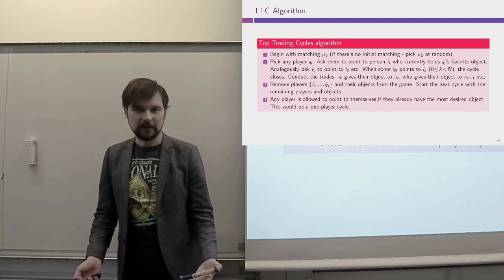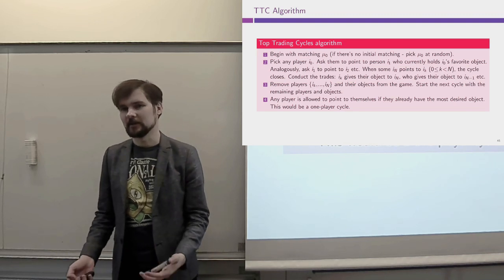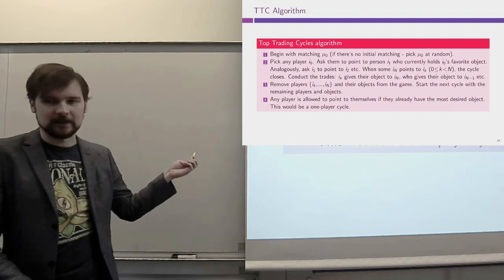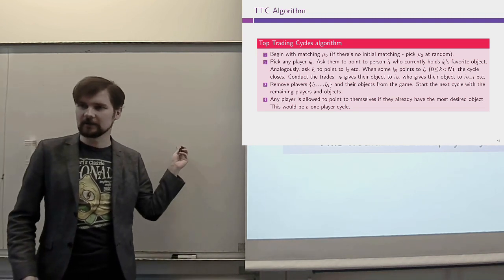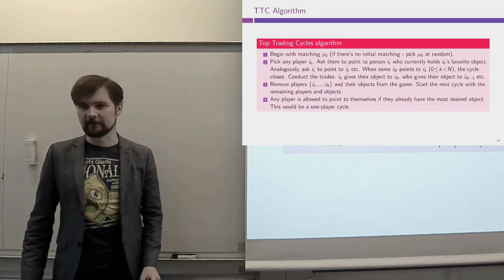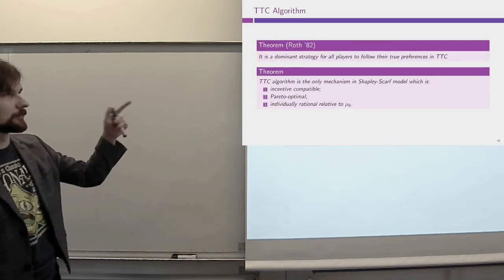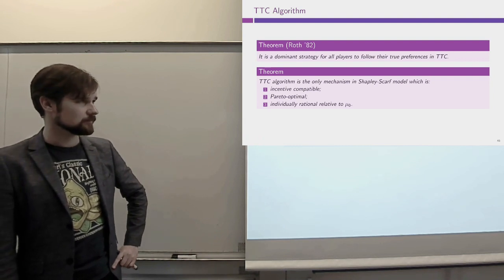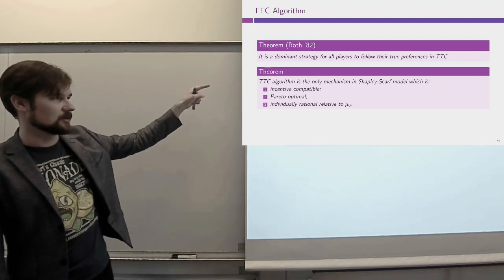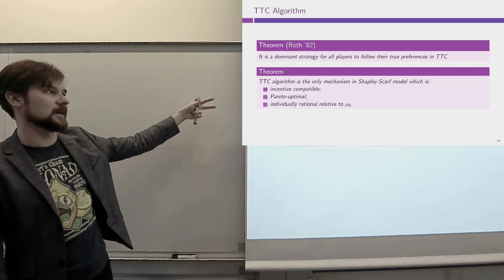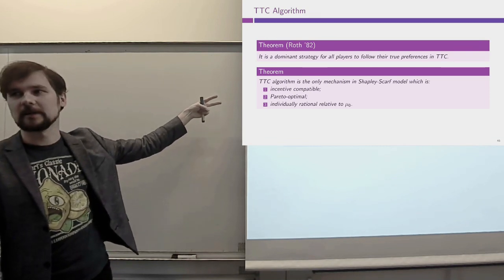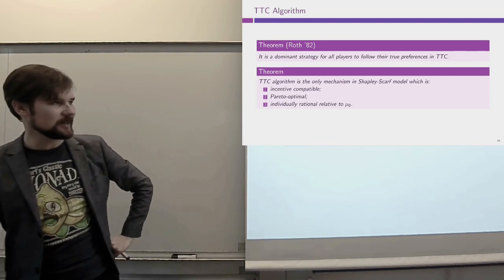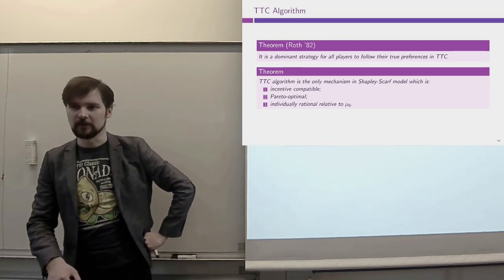It is not really any better than the deferred acceptance mechanism with random priority, because it also hinges on basically the random order in which you select players to point towards their favorite items. There's actually one property in which the top trading cycles algorithm is better, which is, in this model, it is not only incentive compatible and Pareto optimal, like the deferred acceptance mechanism was for it, but also it takes into account the initial matching mu zero.